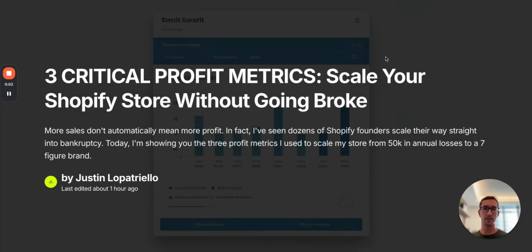All right, we are going to talk about three metrics you need to be tracking as a Shopify founder to make sure that you can manage your cash flow, stay profitable, and grow your business for the long run. The reason this came about is more sales doesn't actually mean more profit.